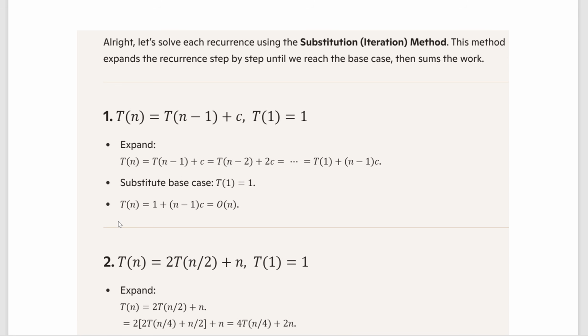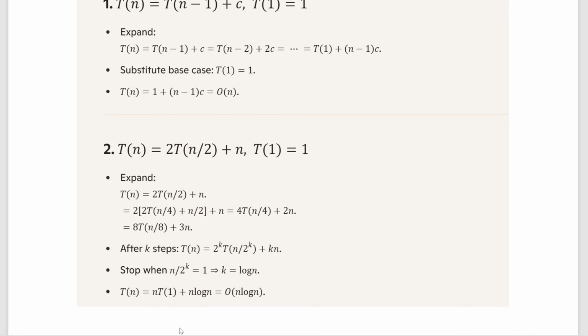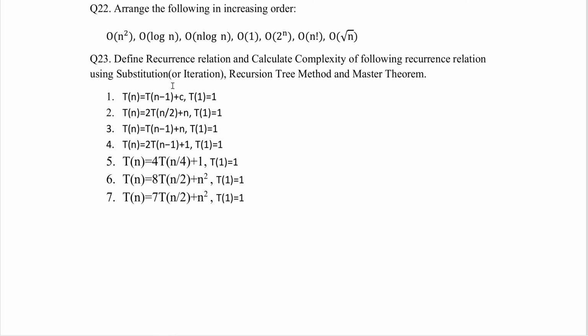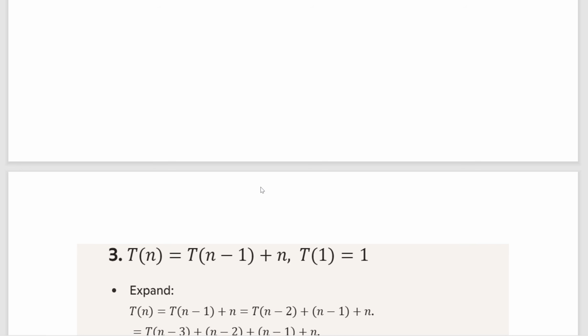So the final answer will be 1 plus, because C is a constant, 1 plus (n minus 1) into C. So the complexity will be big O of n. Similarly here, you have to substitute n by 2 in place of n, so it will become n by 4. In this case, you can use the substitution method to get the complexity big O of n log n. You can try the substitution method for all of these. I can show you the solution. You can try it on your own.